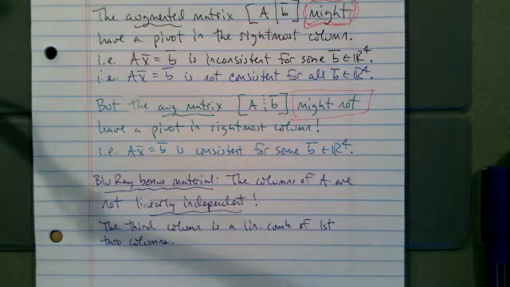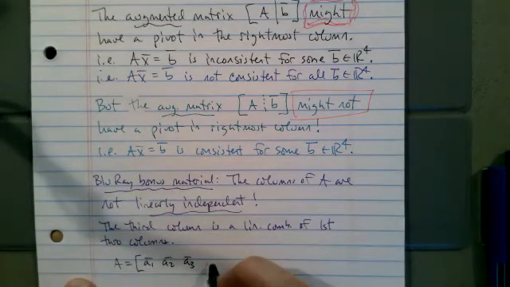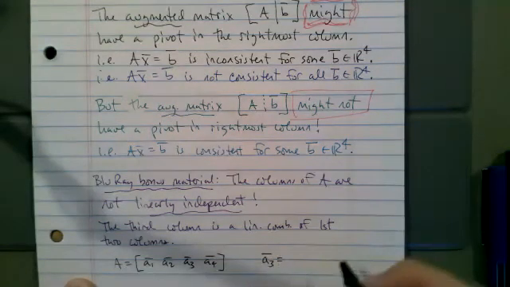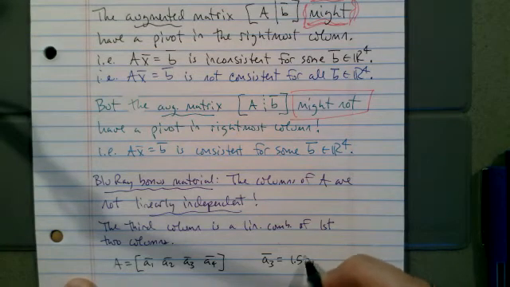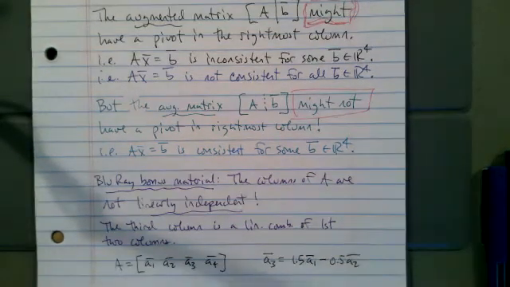So if I name the columns in the standard way, A1, A2, A3, A4, we see that A3 is just 1.5 times A1 minus 0.5 times A2. A3 is a linear combination of the columns A1 and A2, so the columns of A are not linearly independent. Any questions?